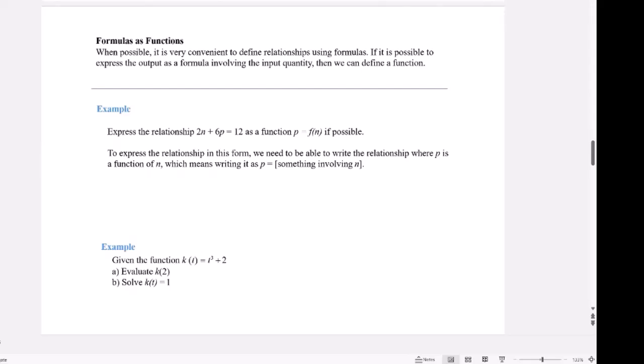So here we have: express the relationship 2n plus 6p equals 12 as a function p equals f of n. Okay, so what are they actually asking me? They want to know f of n, which we're going to call p. So we want to solve this equation for p, and then we're going to get p as a function of n. So let's do it and you'll see what I mean.